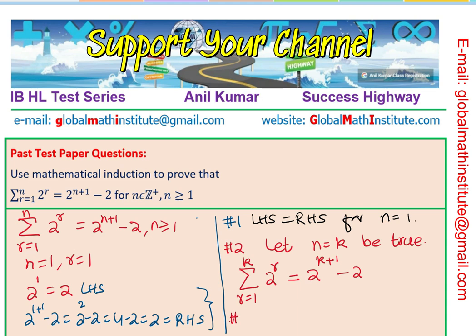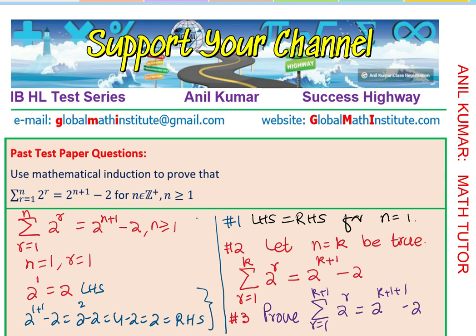And now we have to do step number 3, which indeed is to prove this sum, when extended to k plus 1 terms, 2 to the power of r, should be equal to 2 to the power of k plus 1 plus 1 minus 2. That means k plus 2. Clear? So this is what we need to prove, correct? So let's go to a new page and try to prove it.